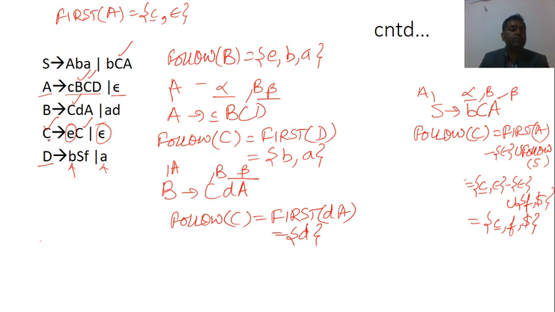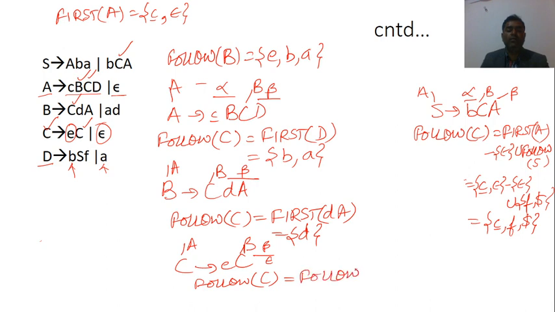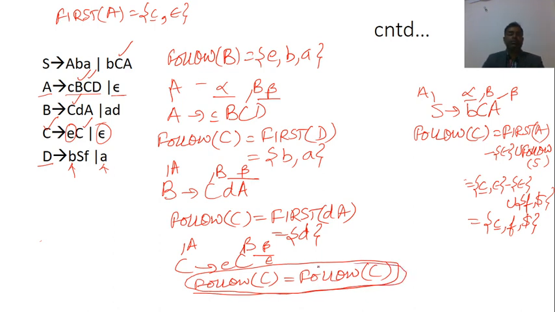Now consider the next production, C derives to EC. This is our B. Remember that beta is empty here. And this is our A. So I can write follow of B, that is C, equal to follow of A, because beta is empty. Follow of A, that is C. So it is obvious that always follow of C will be equal to follow of C. So it doesn't mean anything here. So we have to combine this one and this one, and we can get follow of C.